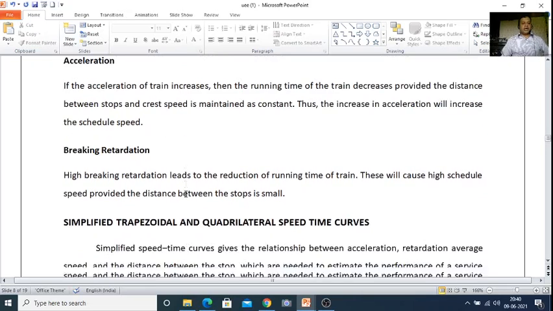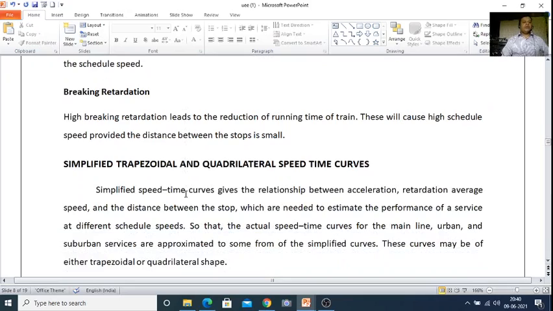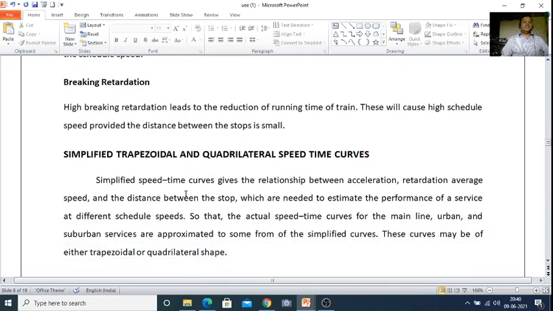What is the braking retardation? High braking retardation leads to reduction of the running time of the train, and this will cause high schedule speed, provided the distance between the stops is small. So what is braking retardation? High braking retardation leads to reduction of running time of the train.